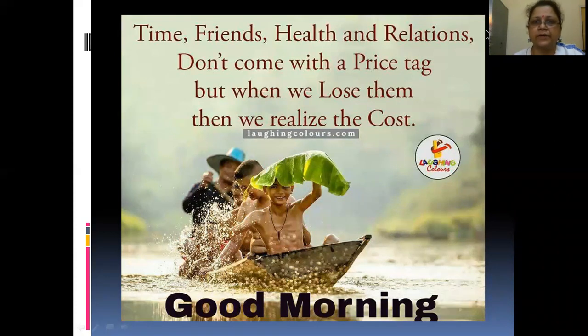a beautiful diagram. Hope you like it. Time, friends, health, and relations don't come with a price tag. But when we lose them, then we realize the things. I think Corona has taught us the real value of all these words, isn't it? So let's proceed for the topic today.